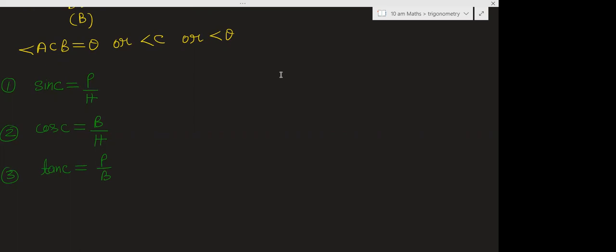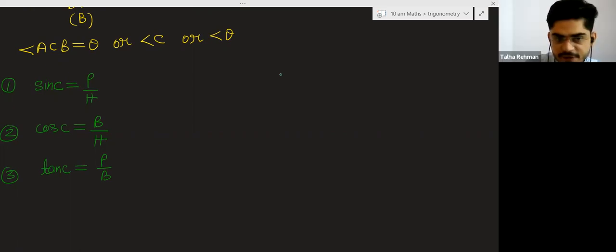Done, sir. Okay. Now sin C is written like this, cos C is written like this, tan C is written like this. Number fourth, we have cosec C. If you want to write cosec C, this is cosec, this is C. Then this is the reciprocal of sin C, 1 upon sin C. Cosec C is equal to 1 upon sin C.